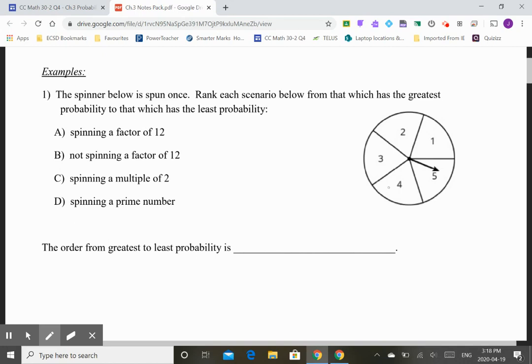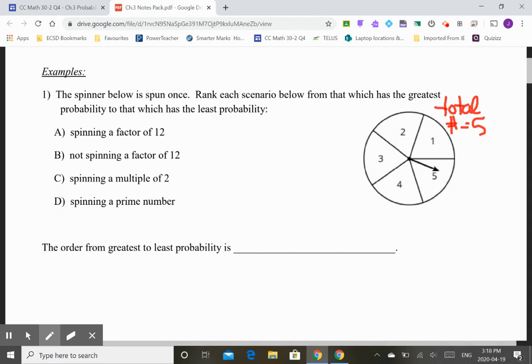I'm going to go ahead and look at the spinner. I notice here that the spinner has 5 equal spots. So that tells me right away that our total number of outcomes for all of these probabilities is going to be 5, because there are 5 equal spots on the spinner. So the denominator for each of these is going to be 5. What I have to do now is look at each possibility here and decide the number of favorable outcomes so that I can calculate the probability.